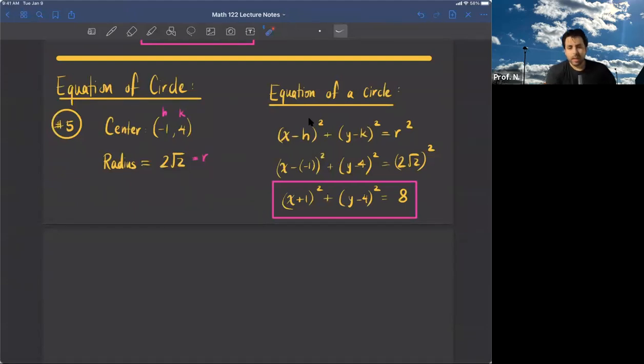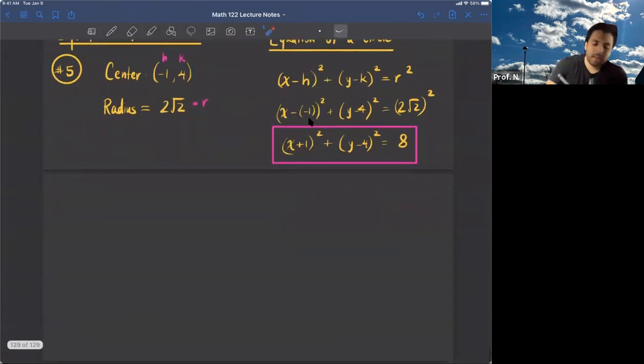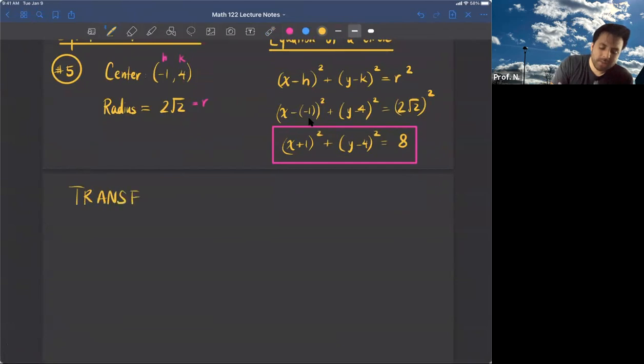Okay, so let's look at number 3, transformations. Question number 3. So that's a good one. So we have to be able to identify transformations of graphs of functions and the parent functions, transformations.